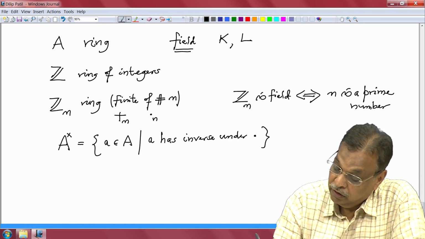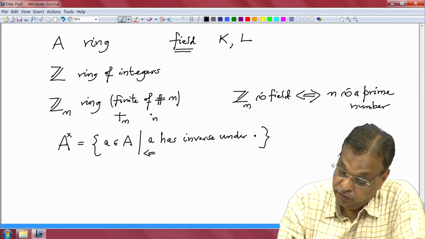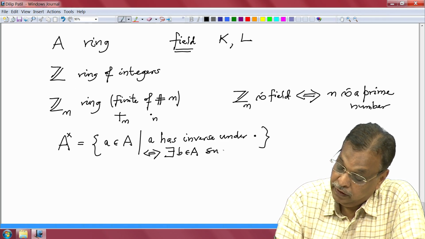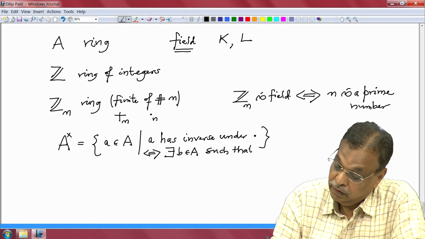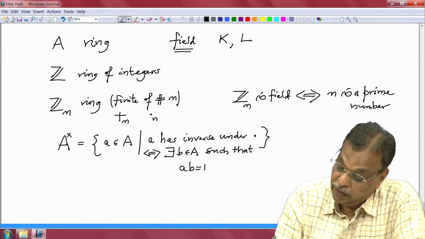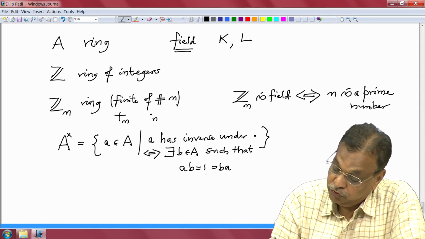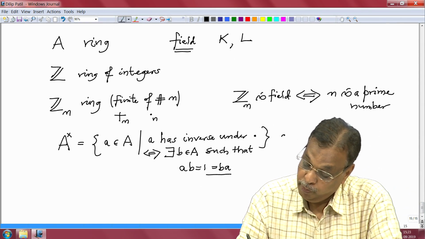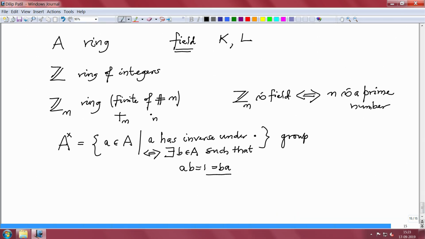That means what? This means that a is a unit if and only if there exists b in A such that ab equals 1 and also ba equals 1. We do not have to say this because we are assuming the ring is commutative. So, this is obviously a group under multiplication. In fact, it is a subgroup of the monoid A dot.